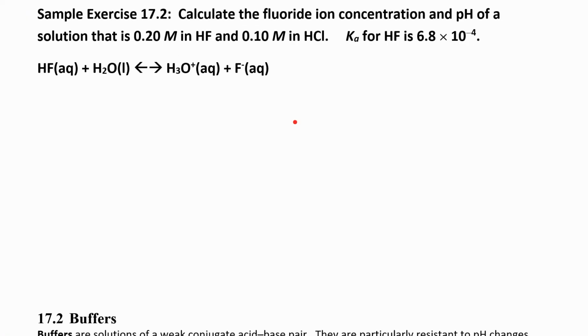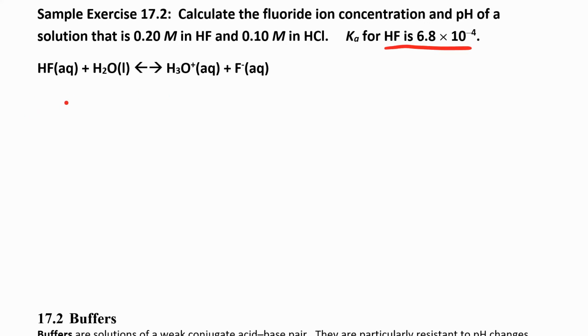Very similar. Calculate the fluoride ion concentration and the pH of a 0.2 molar HF solution, and 0.1 molar in HCl. So HCl is a strong acid, which means when you put that in water, it's going to split up into your hydronium, right, and some Cl minus. And the part that you really care about now is the hydronium. Sorry, I covered up the Ka there. They give you the Ka for HF, and they give you the ionization reaction for HF.